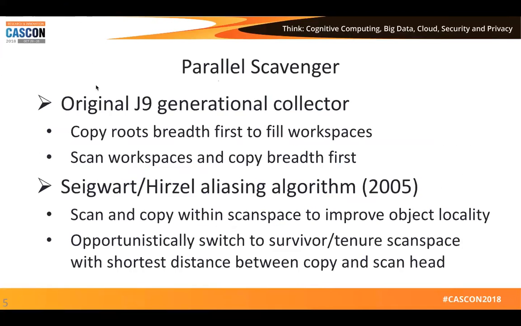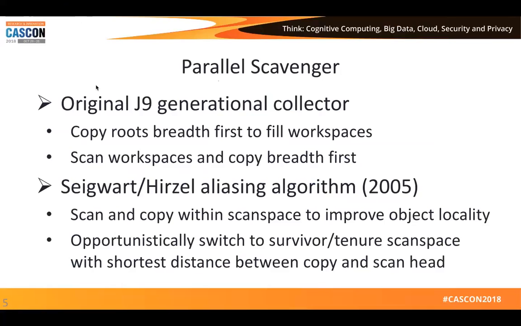In 2005, a couple of researchers, David Siegwart and Martin Hirzel, came up with this ingenious algorithm that really is ingenious. They introduced the scan space. Copy and scan within the same scan space to improve object locality. There are a couple of problems with that. If you're thinking about it, picture a scan space: your scan head is moving much more slowly than your copy head. And soon the distance between the scan head and the copy head is going to become so great that there's just no possibility of object locality anymore. So you've got to do something about that.